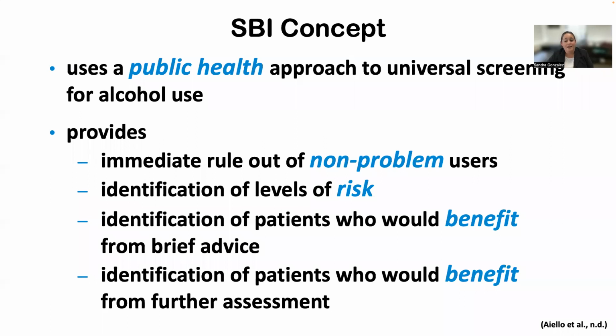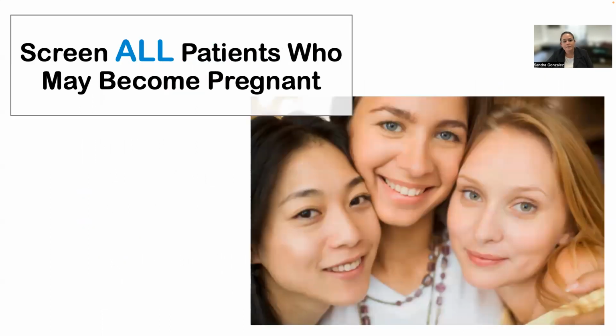The concept of SBI is really simple. It uses a public health approach to universal screening for excessive alcohol use. The public health approach of universal screening means that everyone gets screened. Screening can immediately rule out problem users and easily identify those who are at risk. It is important to screen all people who can become pregnant because they do not always know exactly when they became pregnant.